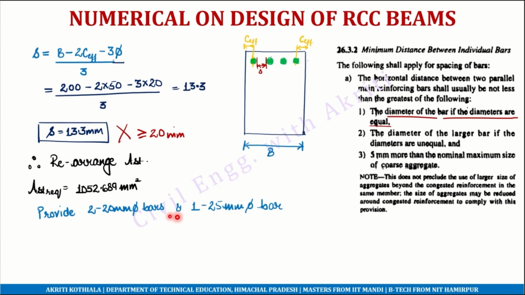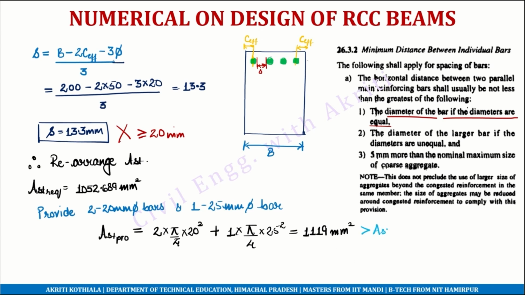Let's see whether the AST provided by these bars will be equal to or greater than the AST required or not. This can be calculated by 2 into pi by 4 into 20 square, the area of two 20 mm diameter bars, plus the area of one 25 mm diameter bar. This calculates to be equal to 1119 mm square, which is greater than the AST required. So we can go ahead with it and check the bars for spacing.